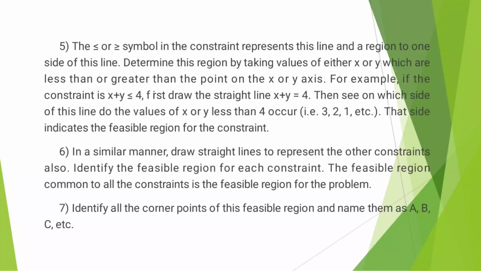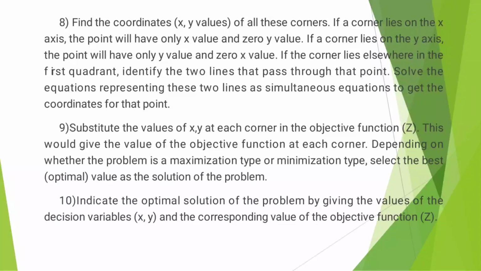Next, identify all the corner points of this feasible region and name them as A, B, C, etc. Then we find the coordinates of all these corners. Now, substitute the values of x, y at each corner in the objective function z. This would give you the value of the objective function at each corner. Depending on whether the problem is maximization type or minimization type, select the best optimal value as the solution of the problem.